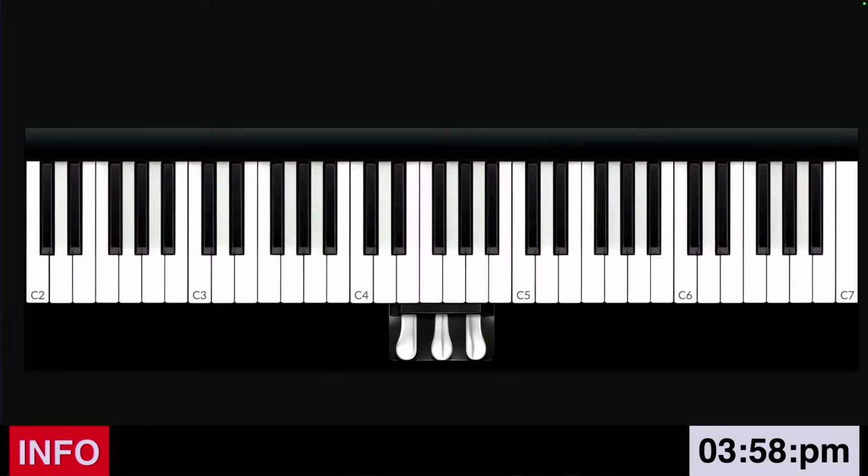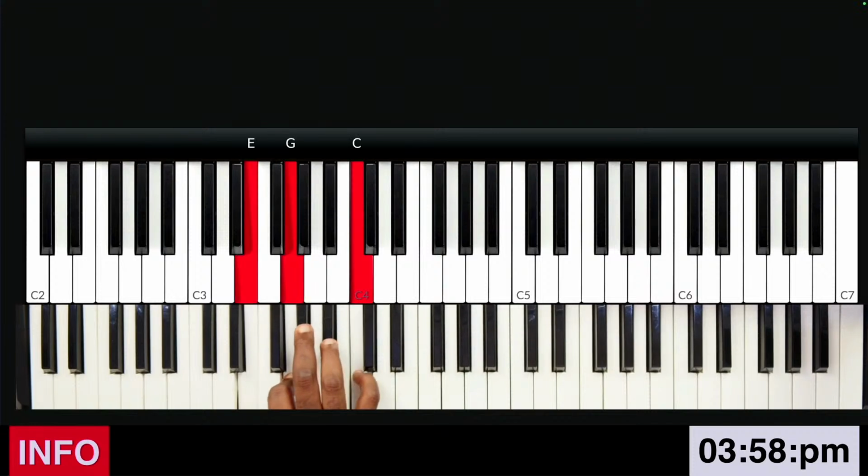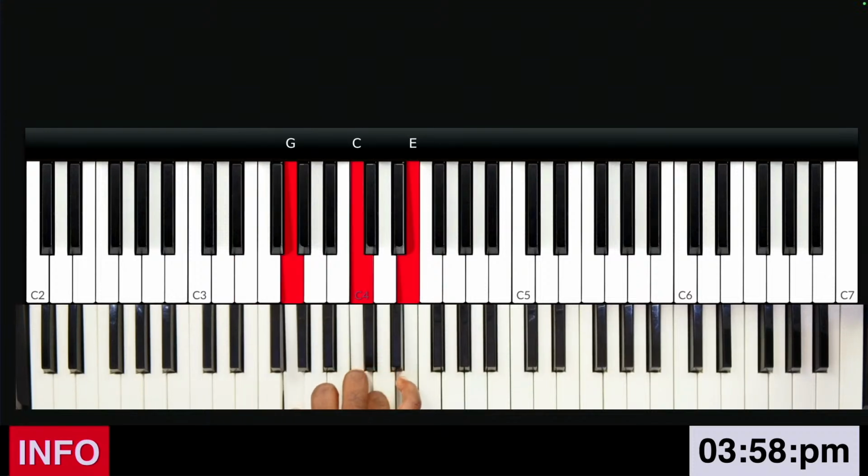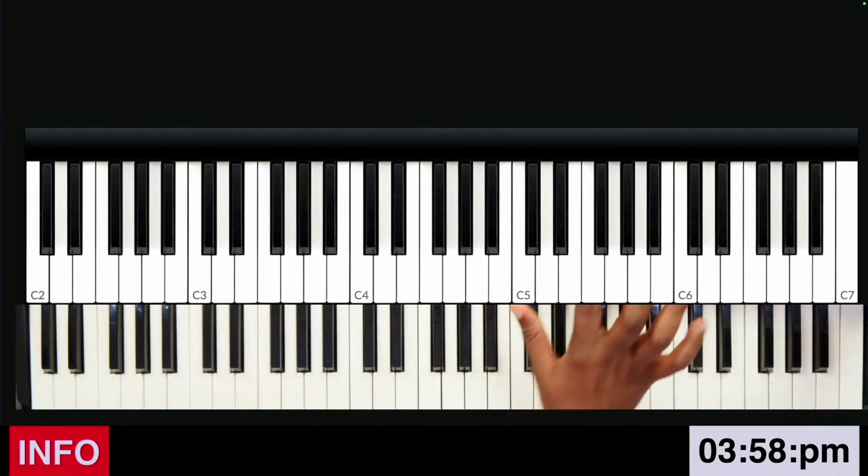If you're playing the C major chord, I don't care what inversion. This is the C major in root position. This is the C major in first inversion. This is the C major in second inversion. But that's called the keyboard inversion or the keyboard harmony inversion.